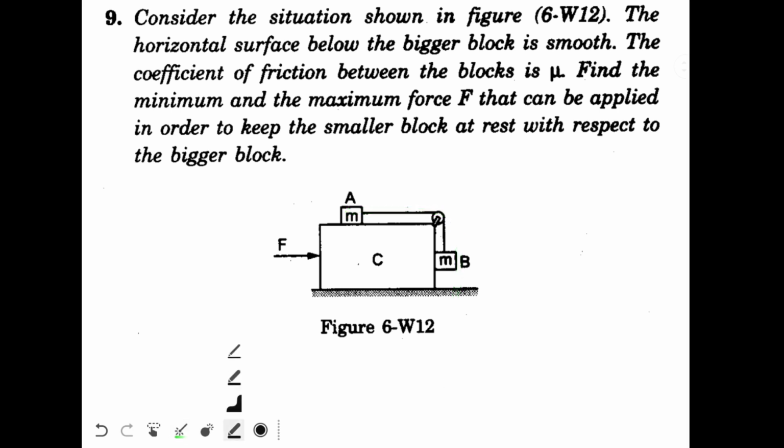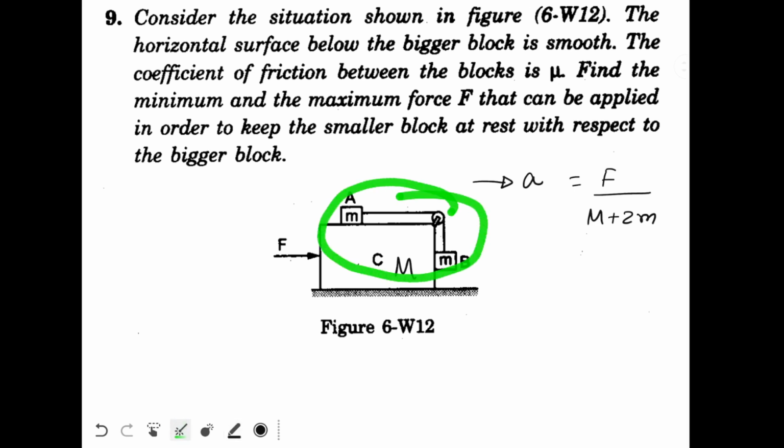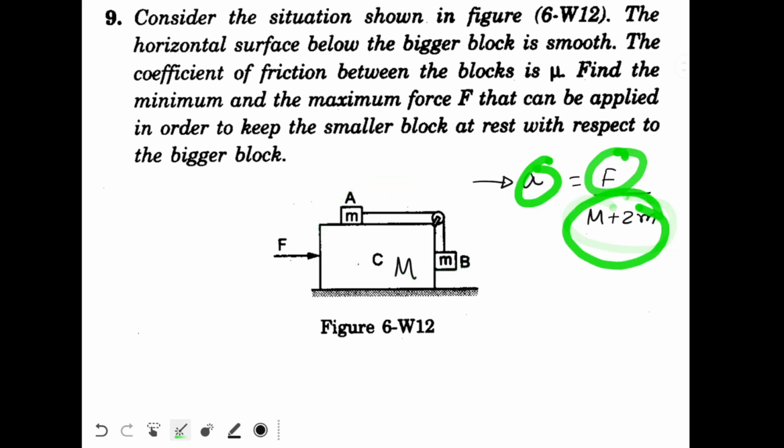So first of all, let's understand that since the blocks A and B are not sliding with respect to block C, we can say that all the three blocks are moving together with the same acceleration a. And this acceleration a will be what? Net force by total mass, M plus 2m, where m is the mass of this block. Total mass of the system is what? M plus 2m. So total force by total mass will give you acceleration. Okay.